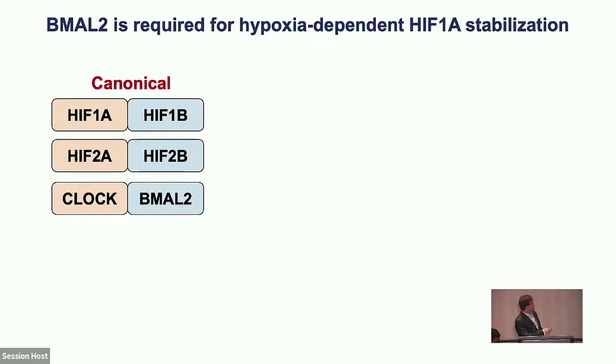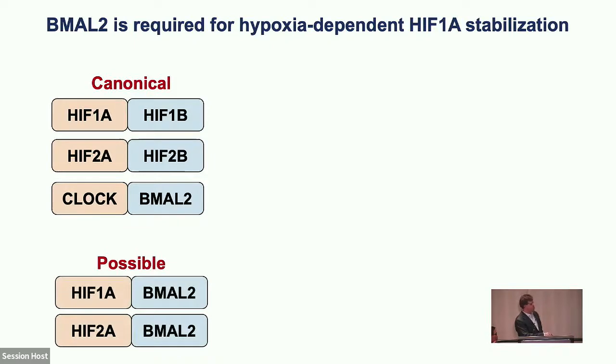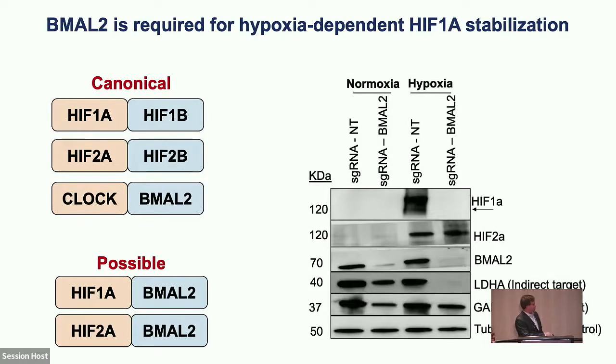And so we started thinking, well, if this is the canonical setup, BMAL2 is thought to bind CLOCK, HIF2 beta to HIF2 alpha, HIF1 beta to HIF1 alpha, but there are data in the literature suggesting that this is possible. Maybe BMAL2 does this job in pancreatic cancer. So let's look at HIF-1 alpha. And this is the killer experiment.